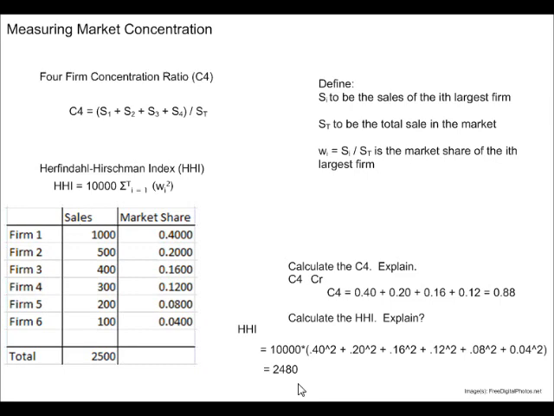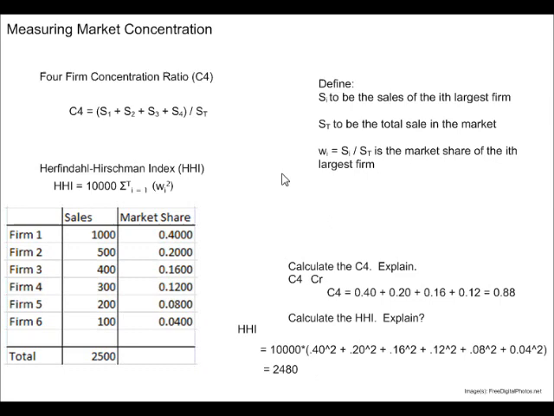But one of the unfortunate things about the HHI is, gosh, that number doesn't mean anything, right? It's just simply an index. I know that if it's higher, it represents increased concentration, but I don't know specifically what that value tells me itself. It doesn't have a good natural interpretation.